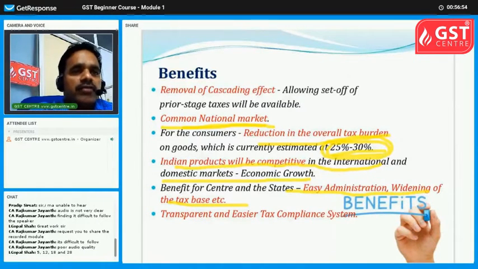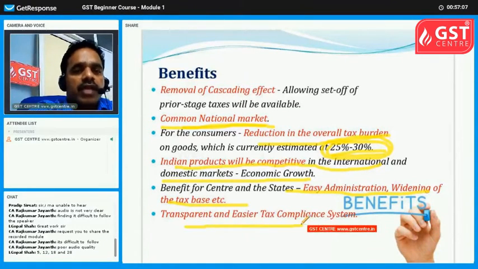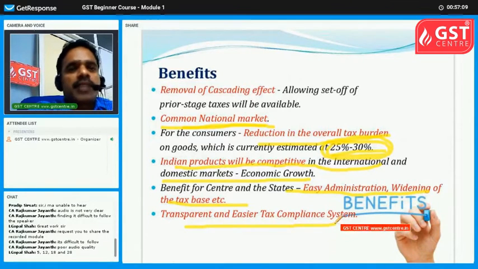Particularly when input tax credit is available, more businesses will be registered in the GST system. So there will be a widening of the tax base, and there will be a transparent and easier tax compliance system also. Such benefits are there when the government is bringing GST in India.